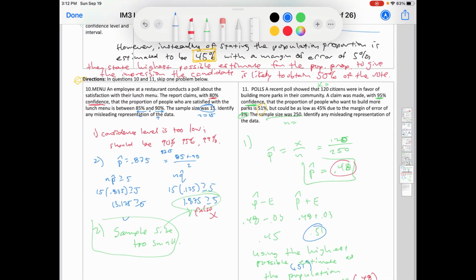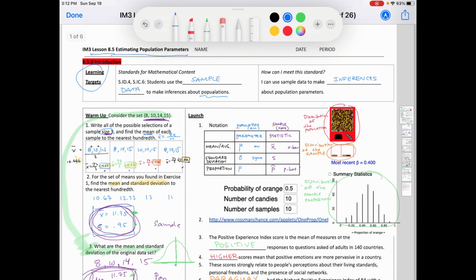Well, that was lesson 8.50. We're talking about taking the sample data and making inferences about the population. Remember, think about that candy machine. You put in some quarters and you get some Reese's Pieces out of it. And the Reese's Pieces can tell us about all of the pieces in the candy machine.